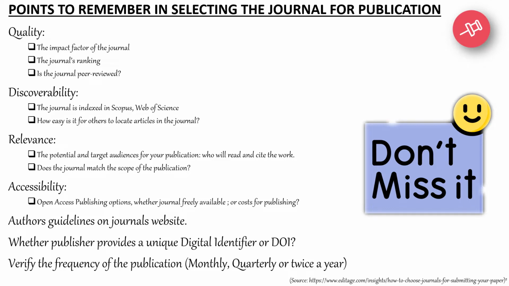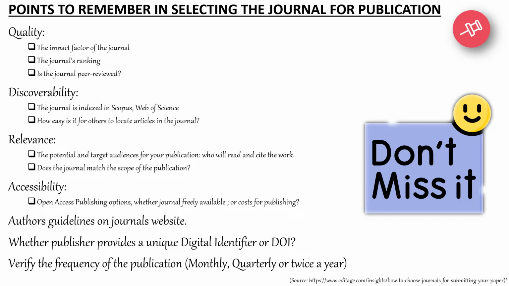Second aspect is the discoverability, which includes whether the journal is indexed in Scopus and Web of Science and how easy it is for others to locate the articles in the journal. Third is the relevance, that is, whether the potential and targeted audience for your publication, who will read the article or cite the work, are available. Does the journal match the scope of the publication?